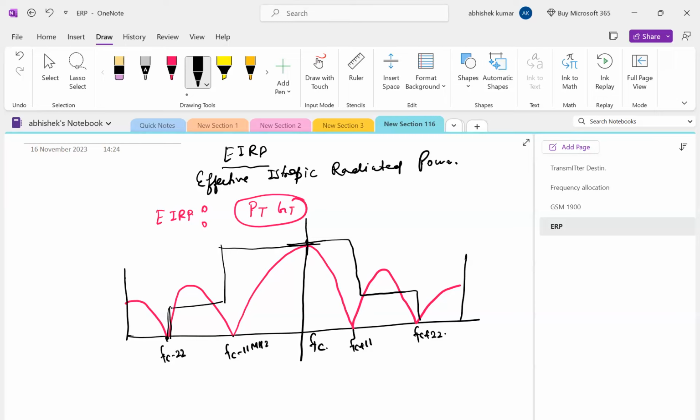Can you tell me what is the bandwidth of this channel? Is it around 22 megahertz? Right, it will be around 22 megahertz. Okay.